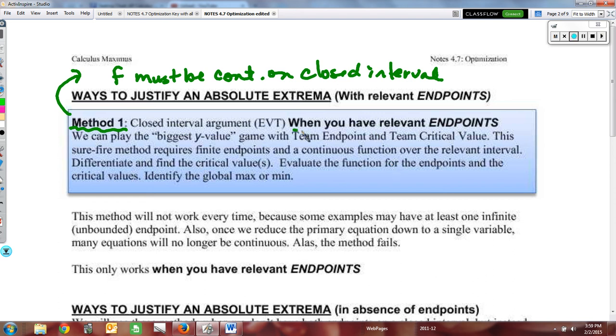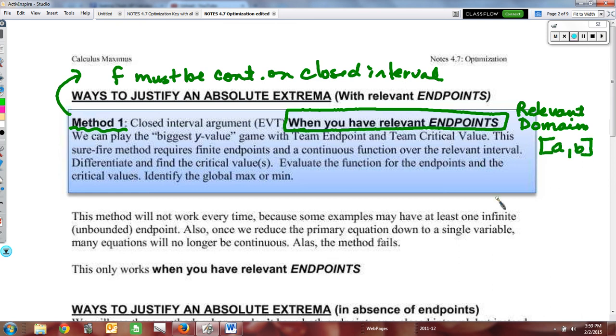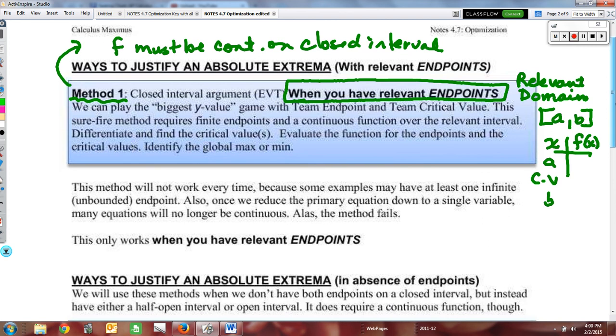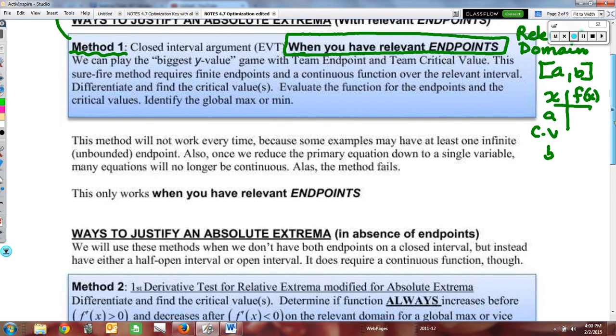However, it's when you have relevant endpoints. What that means is in a real-world problem, you are going to figure out a relevant domain, which is the domain that makes sense in the problem. And if your relevant domain is a closed interval, then we get to use the EVT, where we create the table of values with our function using our endpoints. So we would do A, B, and then any critical values in between, and then we would choose the largest or the smallest. All right, now, unfortunately, even though we like EVT and we would love to use it every single time, it does not work every time.